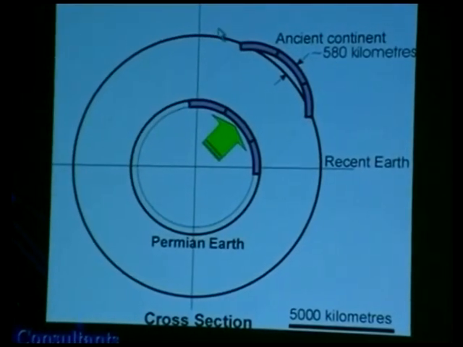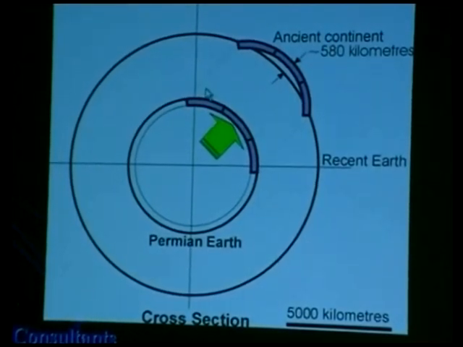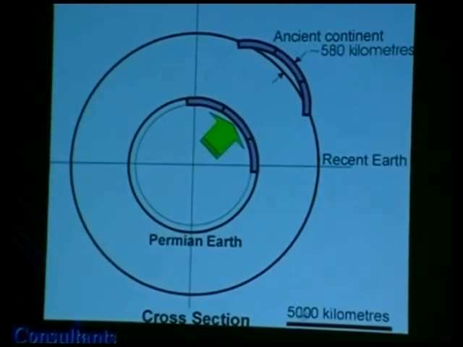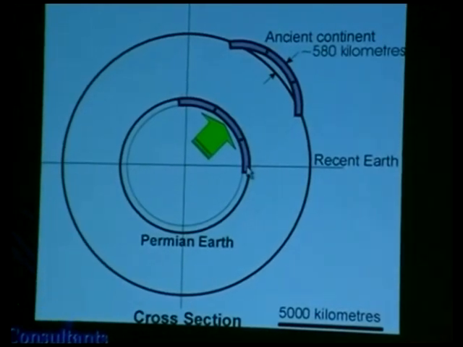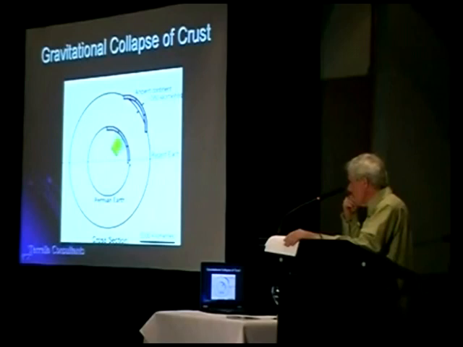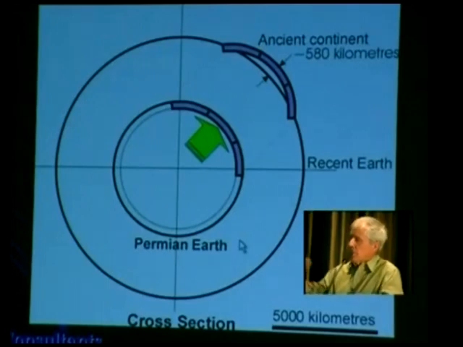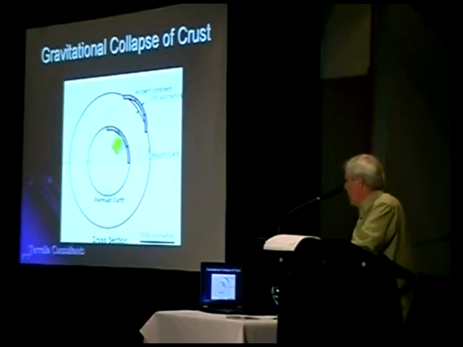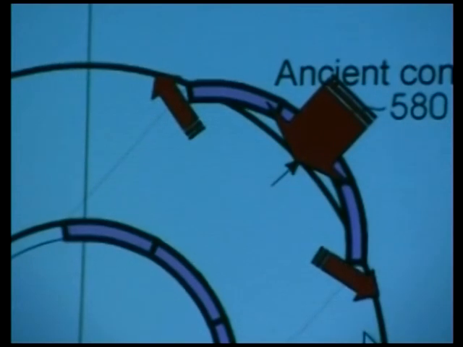I've also shown a little fragment of a primitive crust, just one small fragment, and this is about 5,000 kilometres diameter, about the size of the present-day European continent. I've omitted, for clarity, the rest of the crust. So what happens when we increase radius is we get a progressive flattening of that surface curvature.